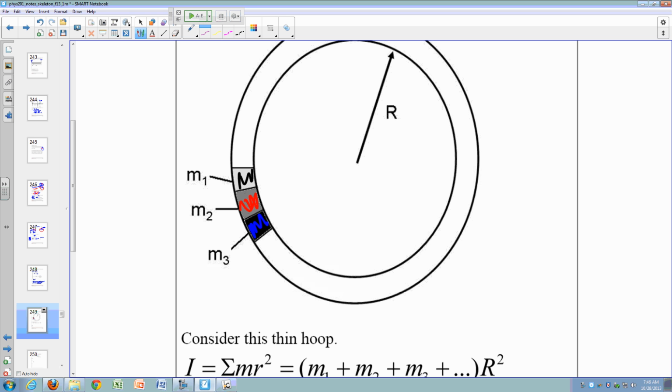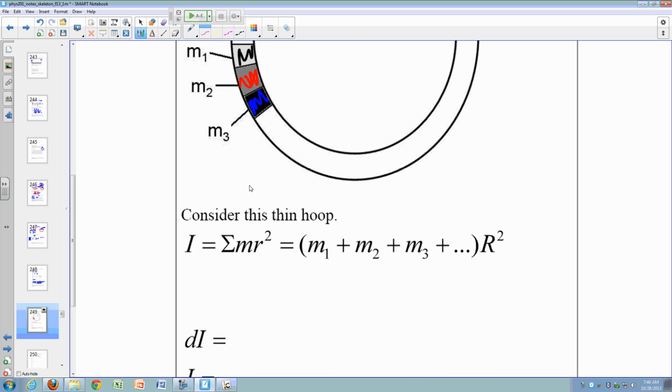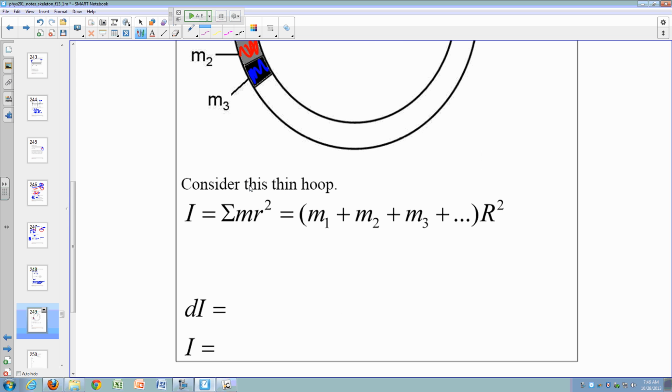Not derivative. Those are called our differential mass elements. These are infinitesimally small. They're imaginary things, but they're really small. So if I just did this without an integral, I would just say that I is the sum of mr squared, and then I'd add up m1 plus m2 plus m3 all the way out to infinity, and then just multiply it by r squared. Because how does r change for each of the mass elements in this thin hoop? It doesn't change, right? They all have the same radius. So that makes it quite a bit easier to do this.